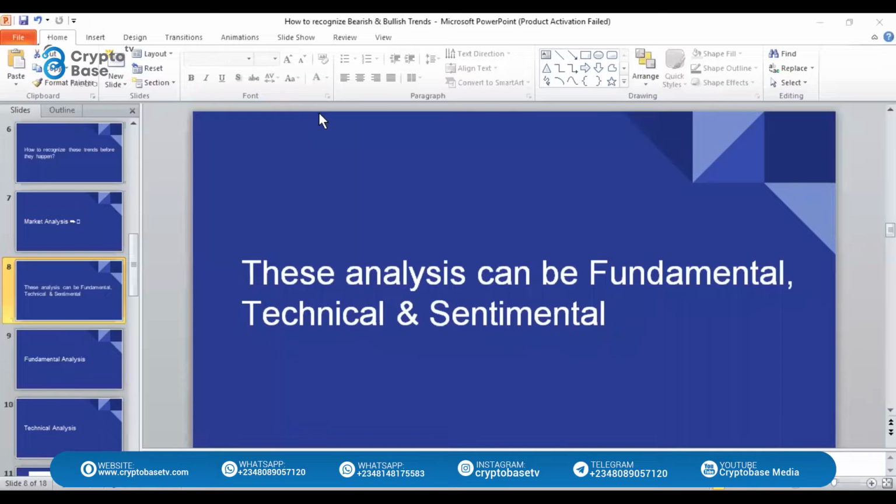Okay, so fundamentals, technicals, and sentimentals. That is how you know a trend before it happens. And these terms are very wide. In fact, you can take days studying fundamental analysis, even technical analysis, before you master it and can say you know how to do technical analysis very well. But I won't go too deep into this analysis yet.